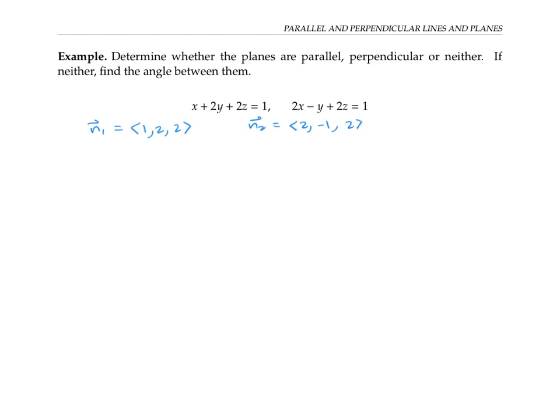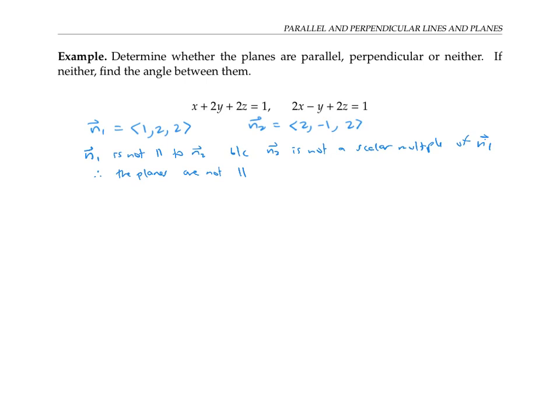To check if n1 and n2 are parallel, we can check to see if n2 is some constant multiple of n1. Well, for the x-coordinate of n2 to be a constant multiple of the x-coordinate of n1, that constant would have to be 2, but then the y-coordinate is not twice n1's y-coordinate. So the two vectors are not scalar multiples of each other, so therefore they're not parallel. So the planes are not parallel.